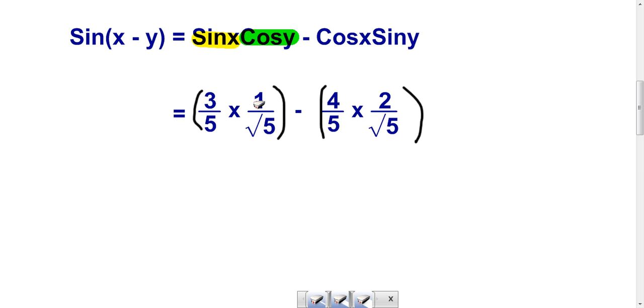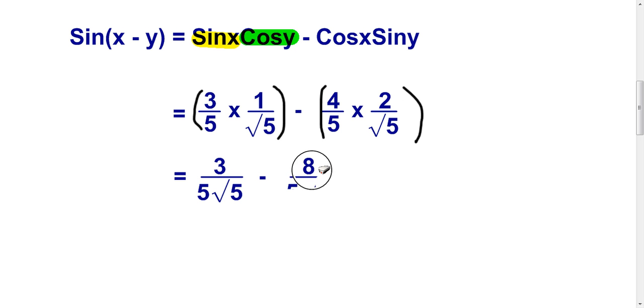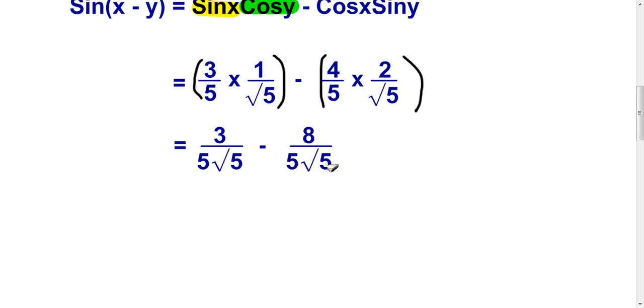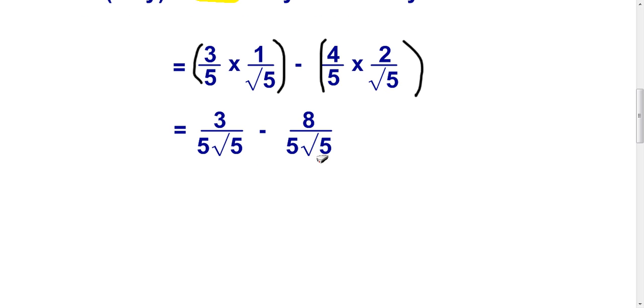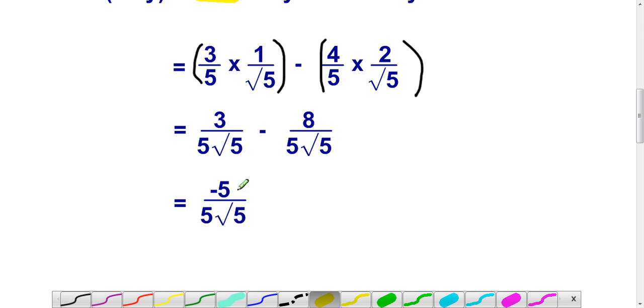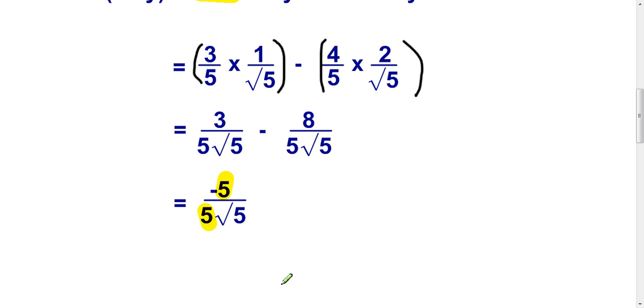So 3 times 1 is 3, and 5 times root 5 is 5 root 5. And we're taking away 4 times 2 is 8, and 5 times root 5 is 5 root 5. Common denominator now, so I can just do 3 take away 8, which is minus 5 over 5 root 5. And to finish it off, I can cancel these down. So dividing top and bottom by 5, you get negative 1 over root 5.